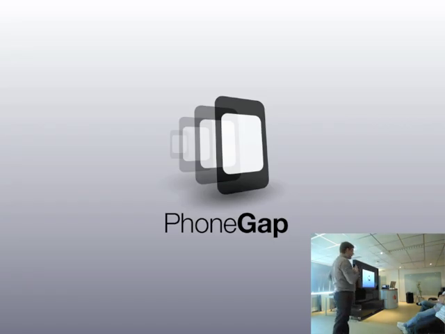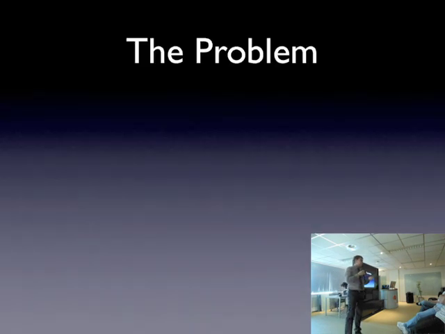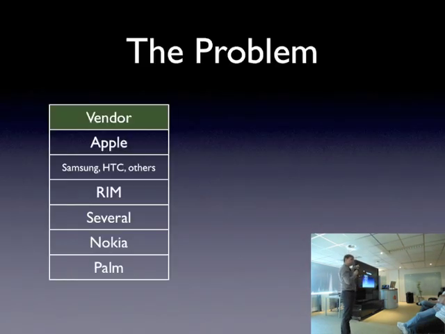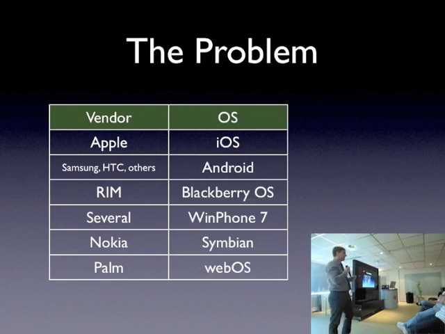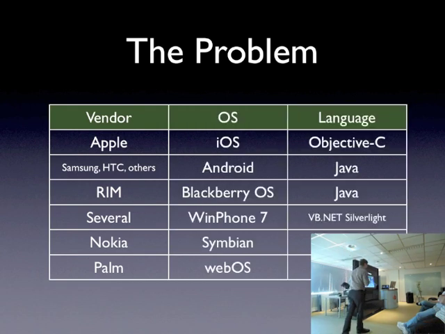I'm not going to introduce you technically to PhoneGap. I'm just going to explain the problem PhoneGap tries to solve. The technical view we're going to do in a few minutes. PhoneGap addresses the following problem. If you want to produce software for hardware vendors like Apple, Samsung, then you have to know about their different OSs. And you have to know about their different languages and different APIs. This is a lot of stuff to learn.